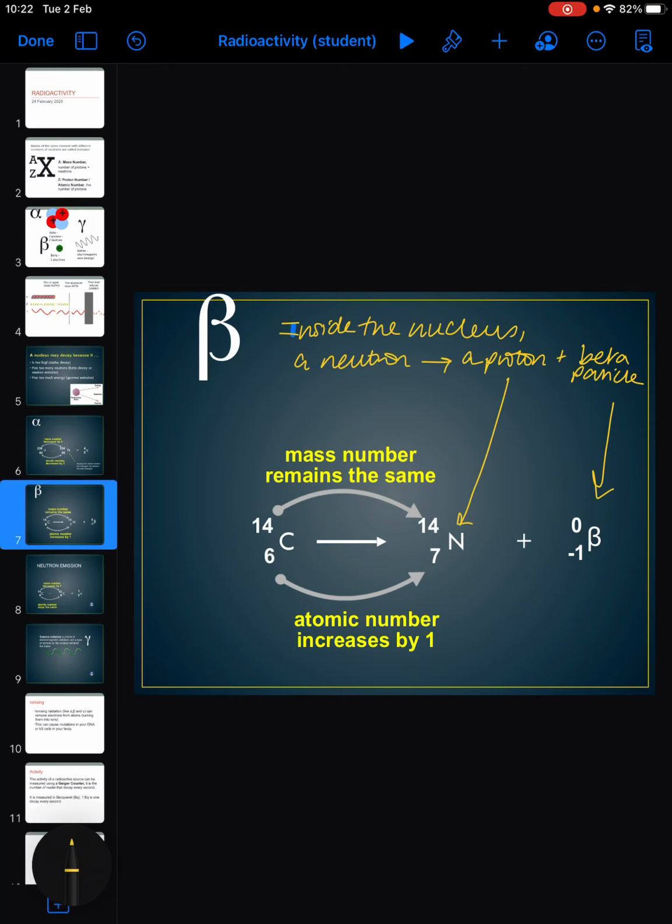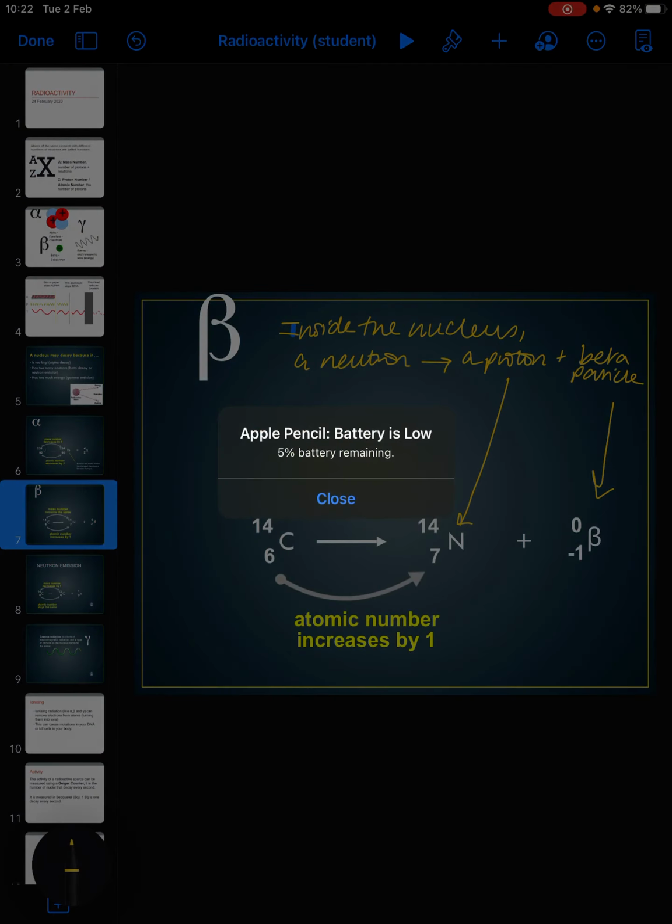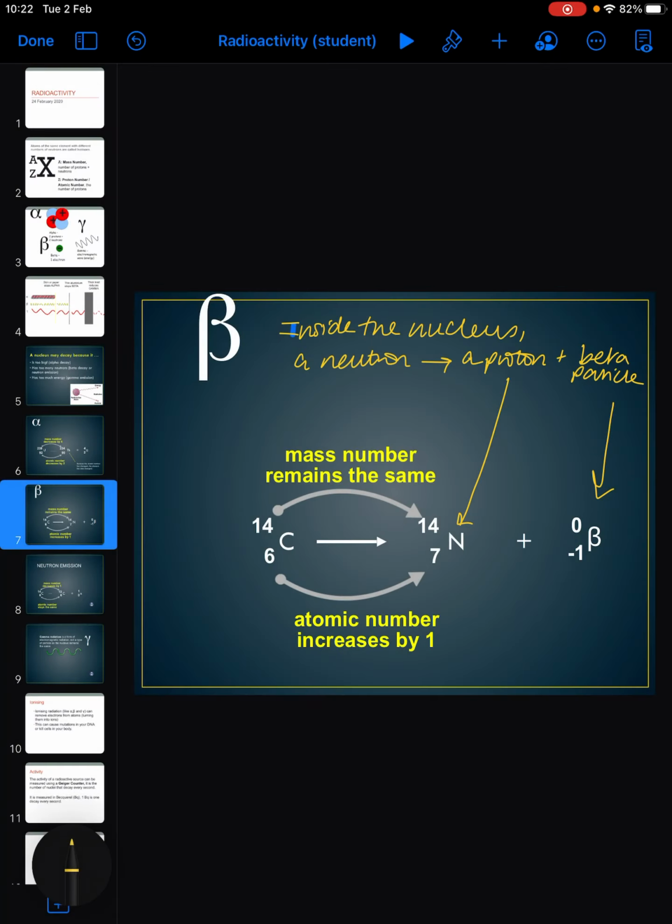So beforehand, you had, here, 8 neutrons, 6 protons. After this, you've got 7 neutrons and 7 protons, because one of those neutrons is turned into a proton. If you do A-level physics, you'll look at even smaller particles called quarks, which make up neutrons and protons. And you'll see the fact that a neutron can turn into a proton because one of the quarks inside it has changed what we call flavour.